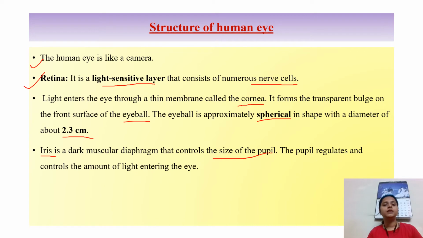So I hope the structure part of human eye is clear to you. If you have any question, any query, you can write down in the chat box. Now let's move further.